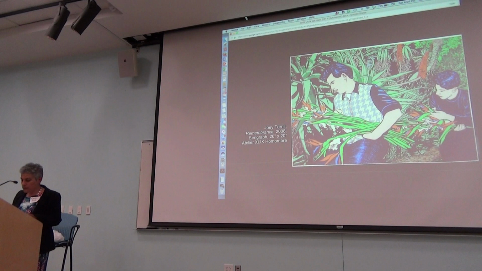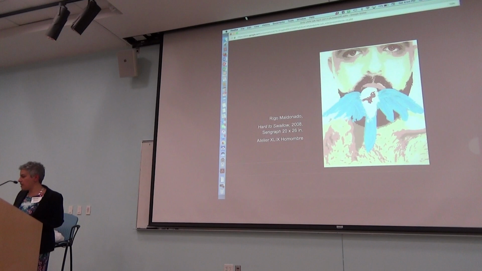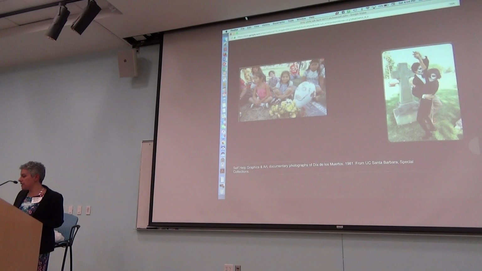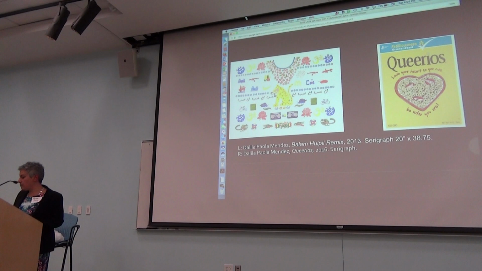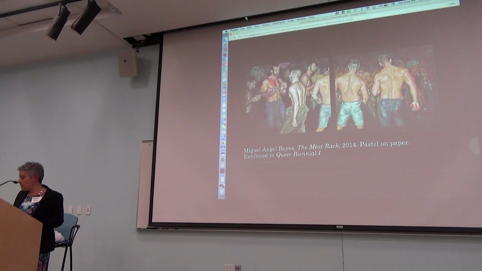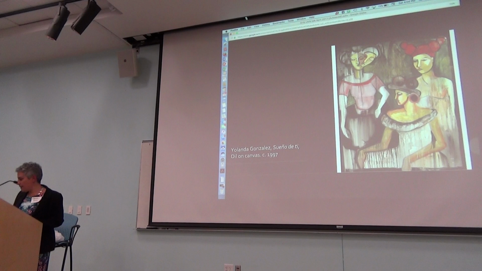Their work opened space for a new generation of gay, lesbian, and transgender artists working more regularly within Self Help Graphics. So the prints I showed you, it's probably really far back, but the prints I showed you of the intergeneration that is leading now at Self Help Graphics, the majority of those identify as gay, lesbian, and transgender. Dalila, Paola Mendez, Alex Donis, our own Miguel Angel Reyes, and others.